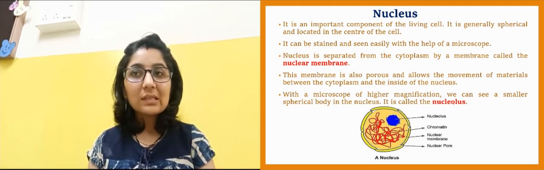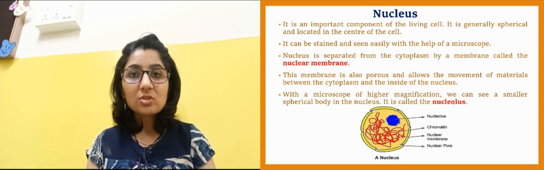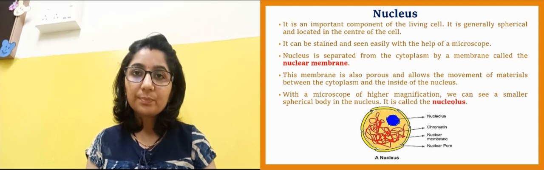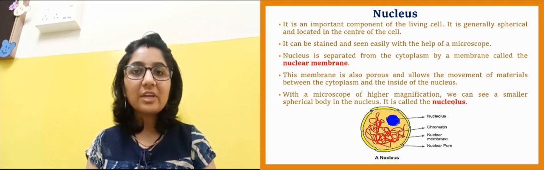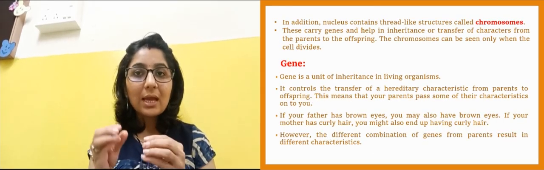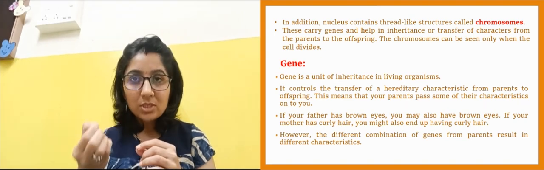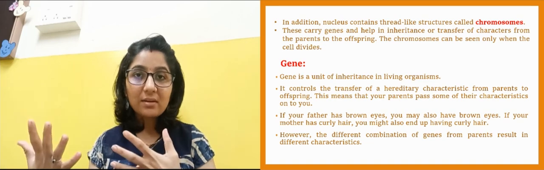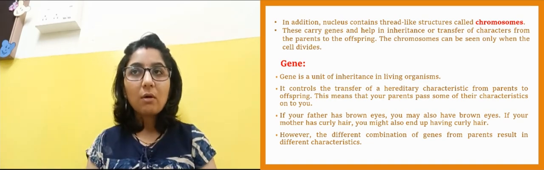And also you can see this thread-like structure inside the nucleus. Those thread-like structures are called the chromosomes. What are those thread-like structures called? They are the chromosomes in the nucleus. You see, these chromosomes are very important because they contain genes. You must have heard about the genes, and these genes help to pass the characters from parent to the offspring.